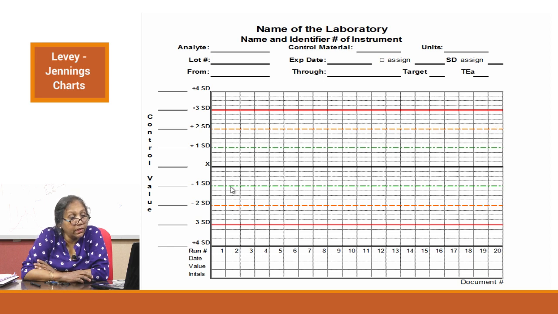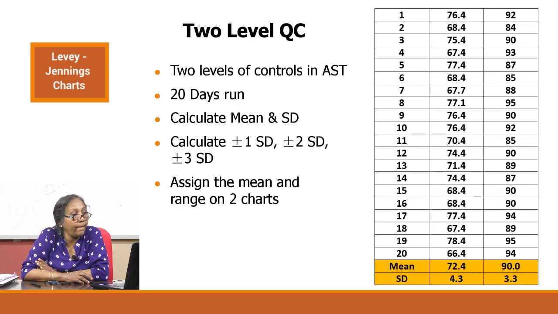This is a format that we are suggesting you use, especially if you are doing it manually, so that you don't miss out any points. The documentation of the LJ chart is extremely important, and especially if you are looking for an NABL accreditation, this is one thing which will be very, very closely scrutinized. So it has to be done thoroughly and systematically. If you use a chart of this format, however you do it, you will not miss out any finding.